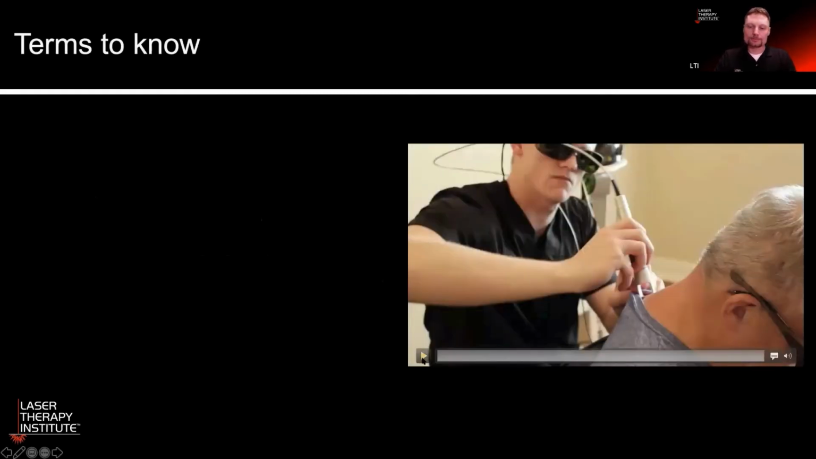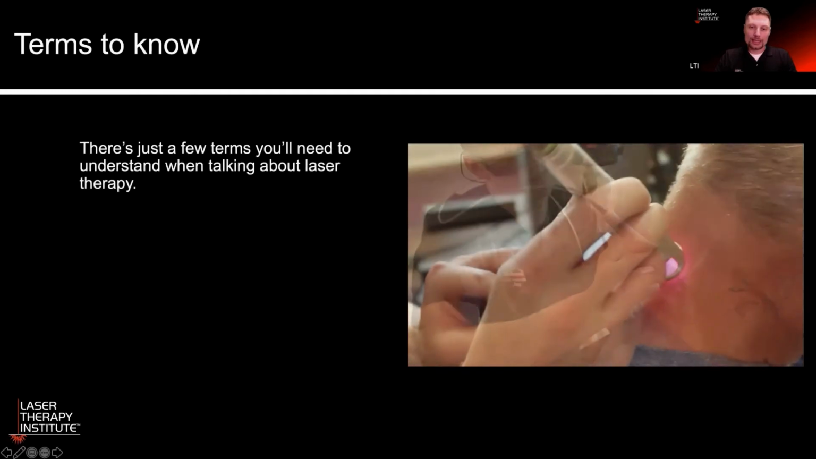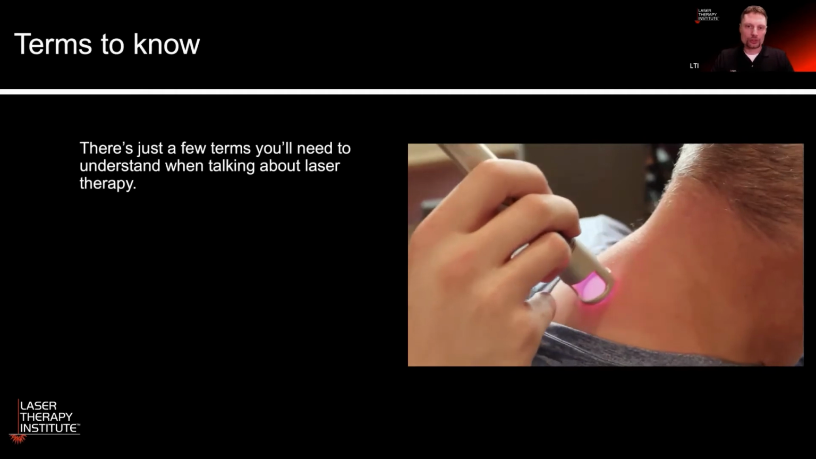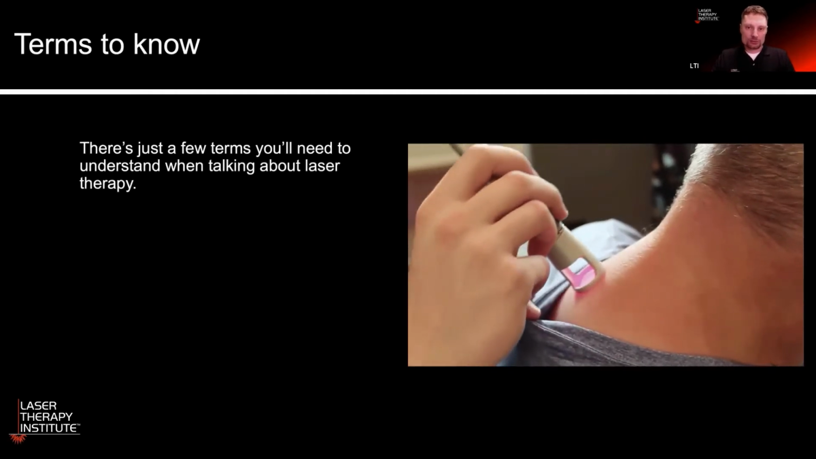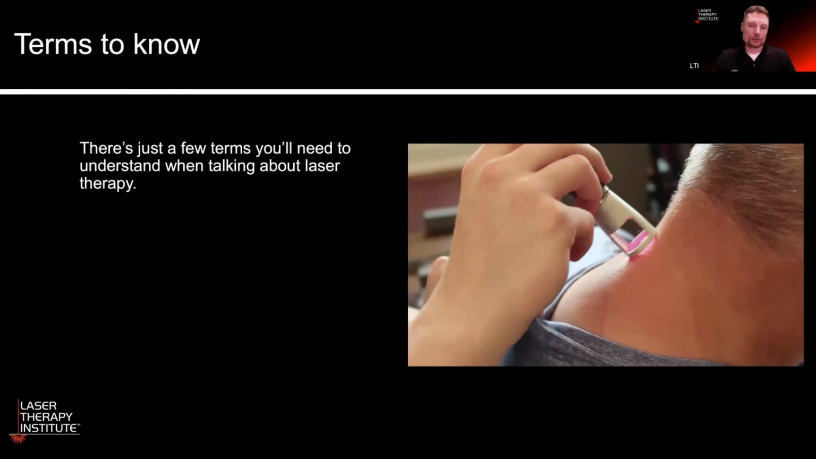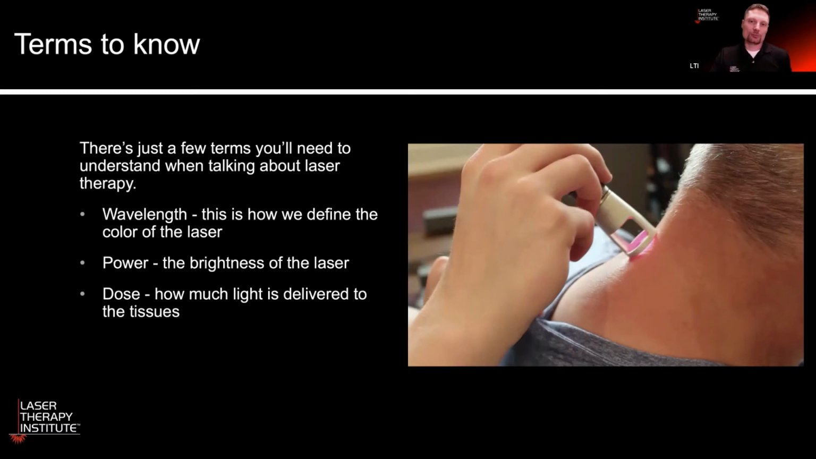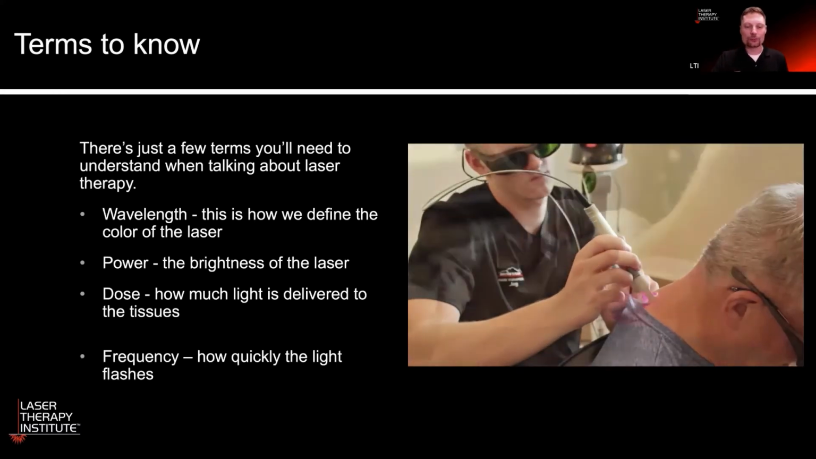Laser is a great tool. And we're going to talk a little bit more technically about it at this point. There's a few terms you need to be able to understand so that you can travel with me as we go through utilizing laser. So the first word is wavelength. Wavelength is how we define the color of light that the laser is producing. Different colors mean different things in the tissues. The power is the brightness of the laser. The dose is how much light we're actually delivering to the tissues, how many photons are going into the patient's tissues that we're treating.